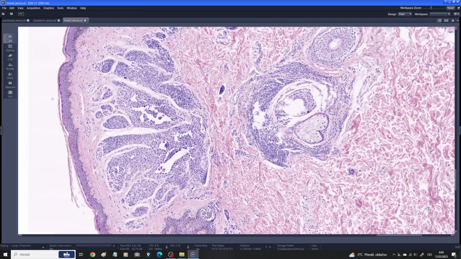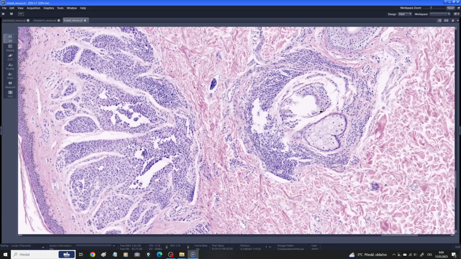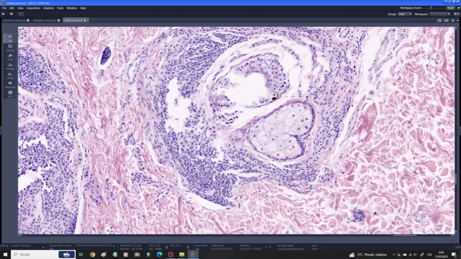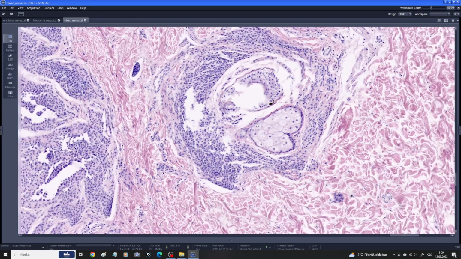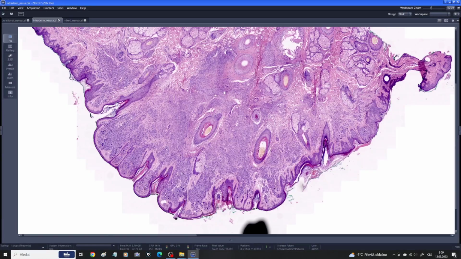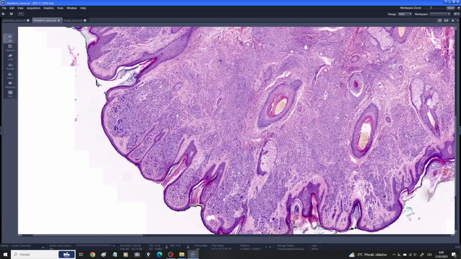Quite commonly, it can grow along the adnexal structures. So you can see the hair follicle with some sebaceous gland, and there are melanocytes around. And last but not least, this is the intradermal nevus.